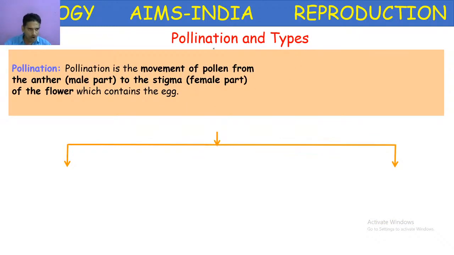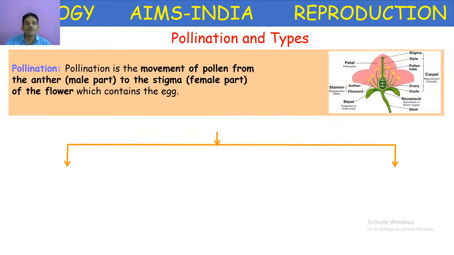Next type of reproduction, that is sexual reproduction in plants, that is pollination and types of pollination. Pollination is the movement of pollen or pollen grains from the anther, that is the male part, to the stigma, the female part of a flower, which contains the egg. So here, see, it is a typical flower showing all parts.